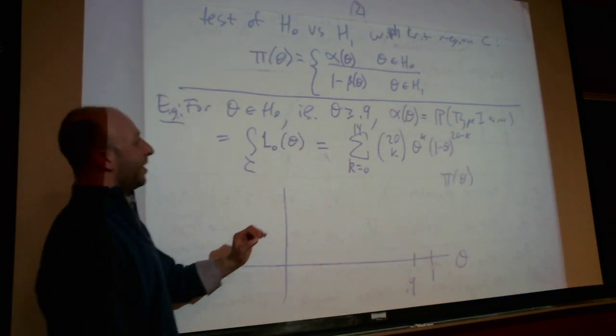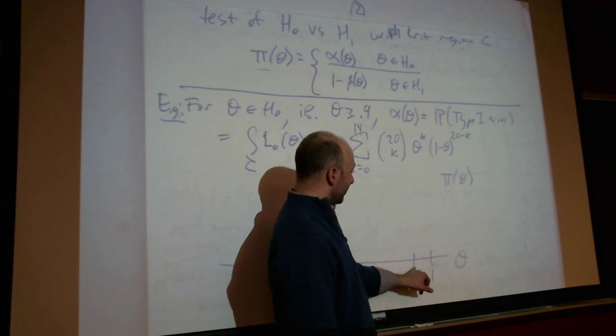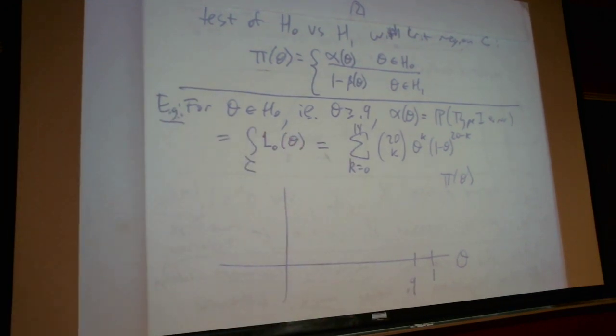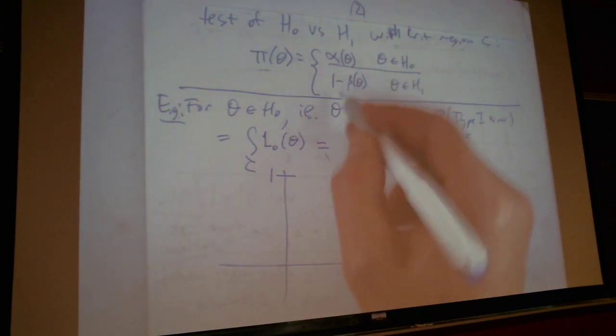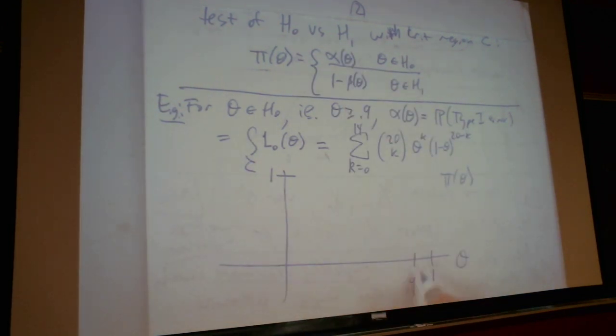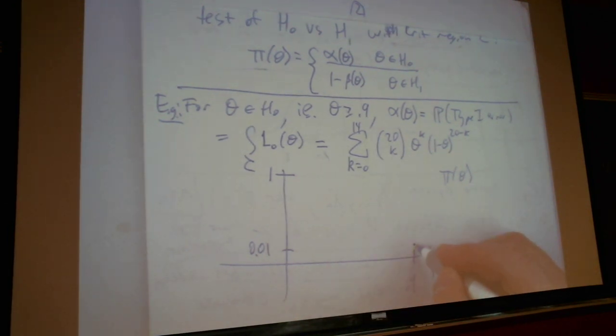What was the size of the test, do you remember what it was? It was something like, so here's pi. Pi can go up to 1. Pi will be a probability, or 1 minus a probability. So at 0.9, we had a value of like 0.01 something. We had a very small size in this test. So that's this point. And then from there, it just goes down.